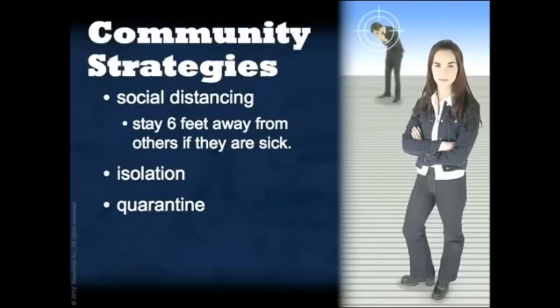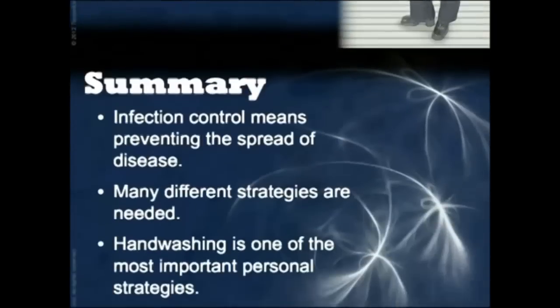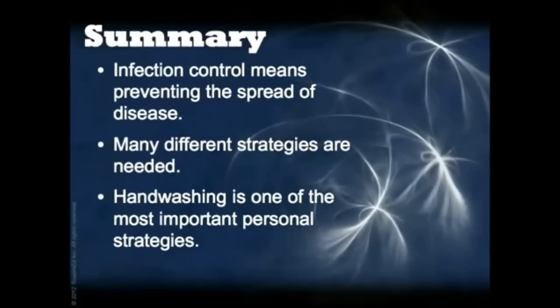Quarantine means restricting the activities or travel of healthy people who have been exposed to a communicable disease. Quarantines can be effective for controlling some contagious diseases, but they are very hard to carry out. As a result, they are only used in emergency situations. Summary. Infection control means preventing the spread of disease. Many different strategies are needed. Hand washing is one of the most important personal strategies.